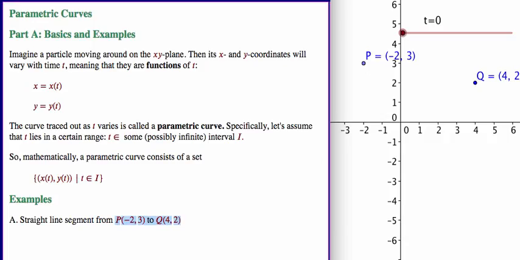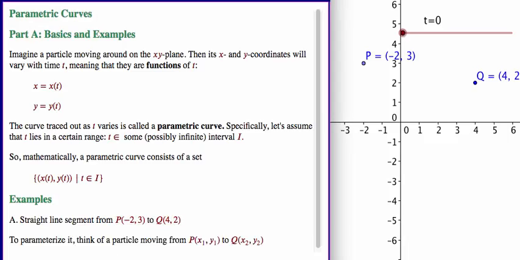Let's take a general point P and a general point Q. In other words, give them coordinates that are not specific numbers, but call them x1, y1, and x2, y2, as follows. So P in the general case would be x1, y1, and Q would be the point x2, y2. And we want to think of a particle moving from P to Q along a straight line, as illustrated, with uniform speed, just as I mentioned.